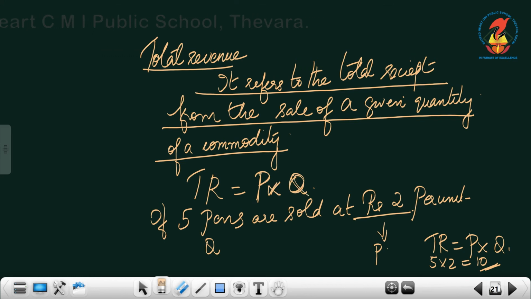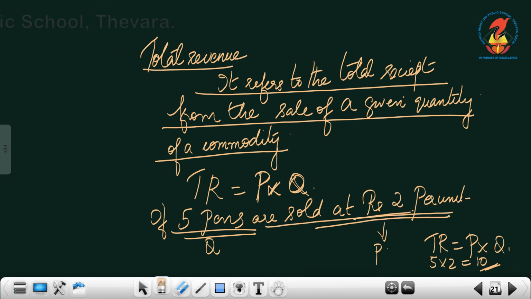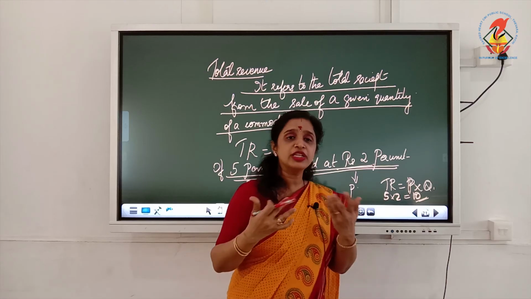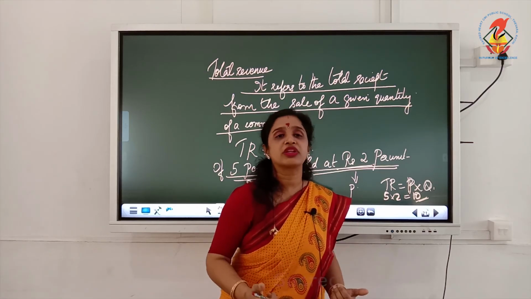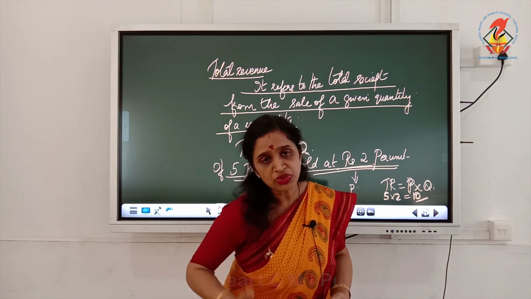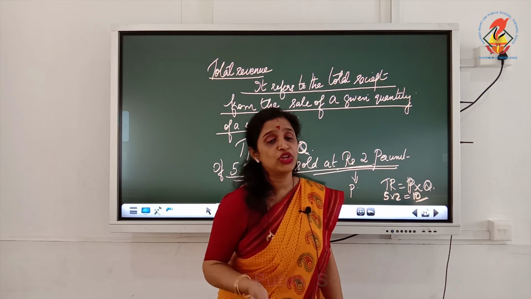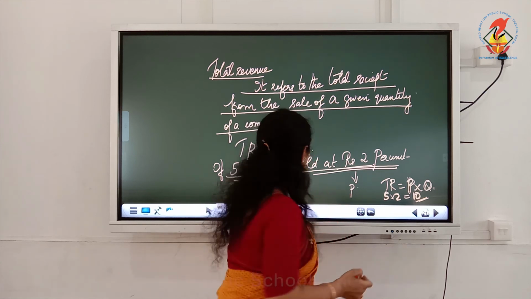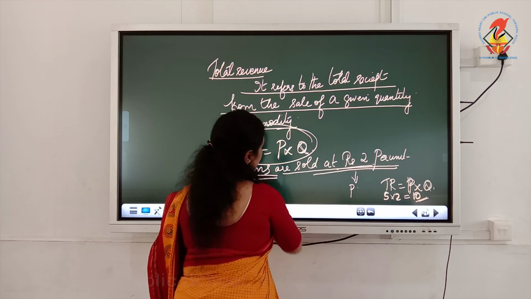Total revenue is price into quantity. If 5 pens are sold at ₹2 per unit, what is the total revenue? Price into quantity. Price is 2 and quantity is 5. 5 into 2 is equal to 10. So total revenue is equal to 10. How much he is obtaining after selling, that is known as revenue. So 5 pens are sold at ₹2, therefore 5 into 2 is equal to 10. So what is the formula for total revenue? Price into quantity is the formula for total revenue.